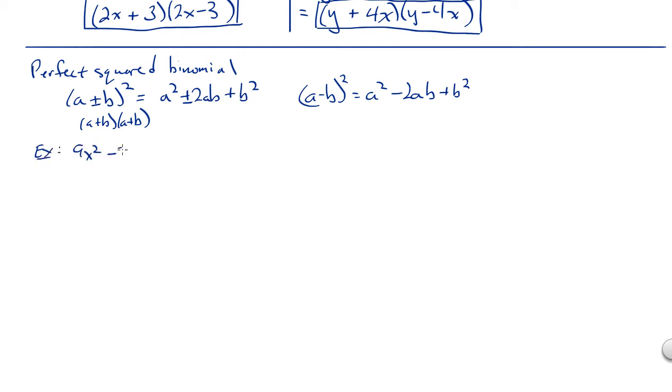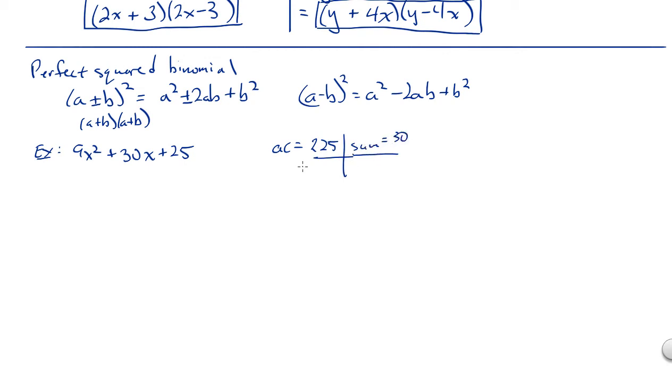9x squared plus 30x plus 25. Obviously, you can factor this using the AC method. It just gets to be a little bit rough, but it's not horrible. If you don't see that it's a perfect square, you can use the AC method. Let's, real quick, I could show you that. AC is 9 times 25, which is 225. Positive, right? So it's a sum we're looking for, and the sum has to add up to 30.